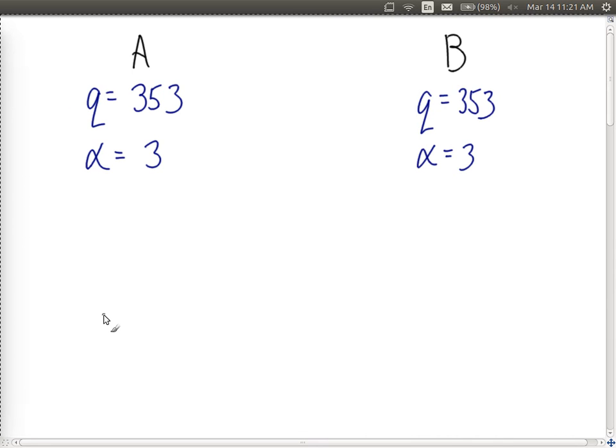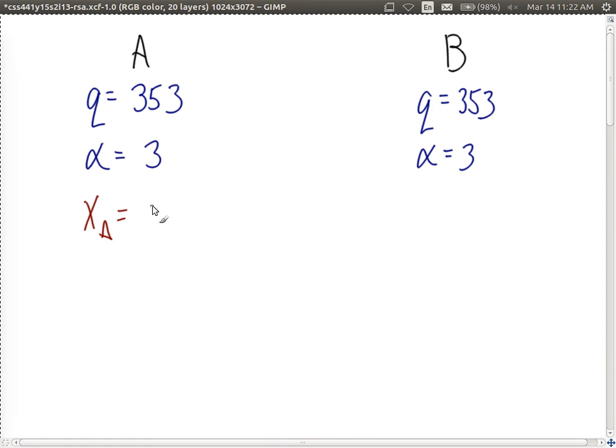User A is our first user. User A chooses a private value X. How are you going to choose it? It should be less than 353. Q is our limit. We're going to mod by Q, so all of our values need to be less than 353 in this case. So he'll choose a random number between 0 and 353. I'll call it X of A. He chose 97, good.